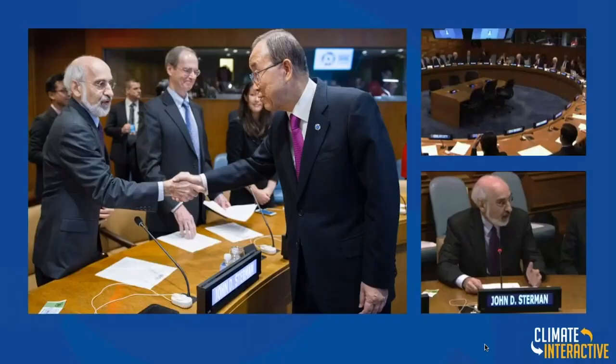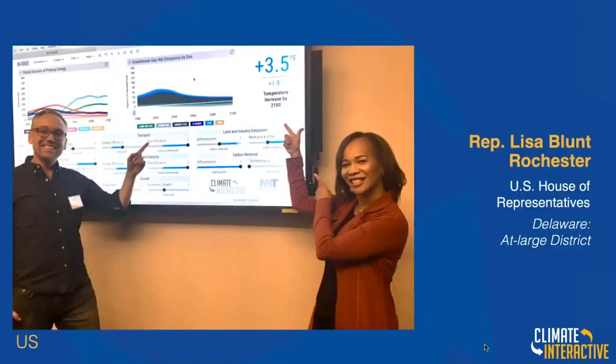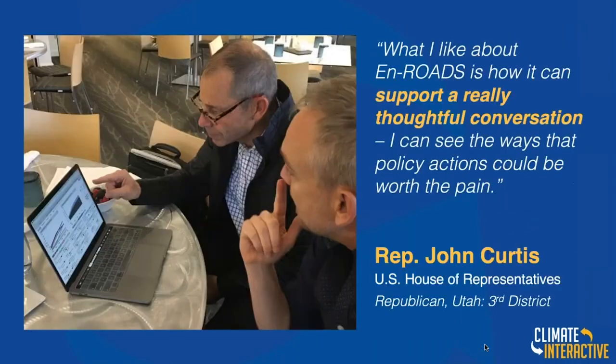Some of the history, I think I mentioned before, of our working with the Secretary General's Office of the United Nations. This is John Sturman, who one of the developers of the model with Ban Ki-moon. Some members of the US Congress. This is me presenting with a representative from the House, a member for the House of Representatives, a Republican, and noting that this is a particularly helpful approach with people who disagree with each other.